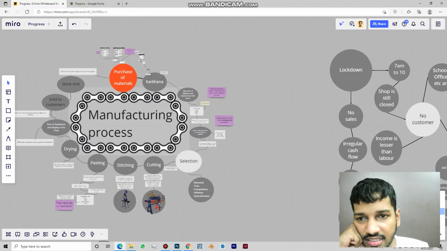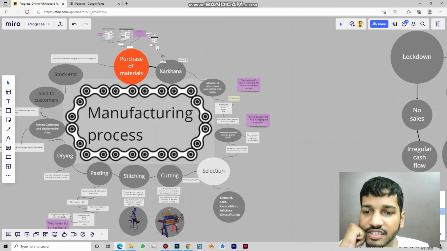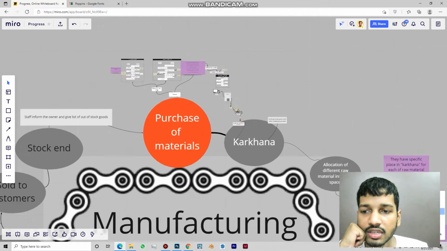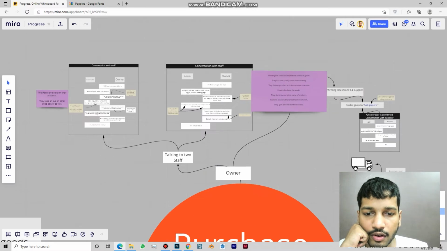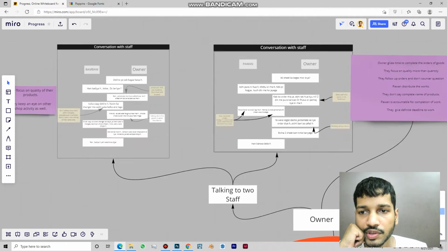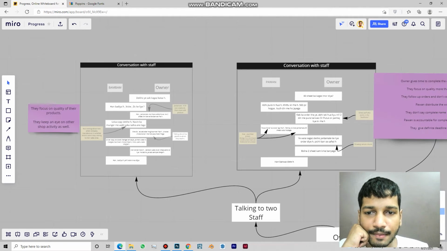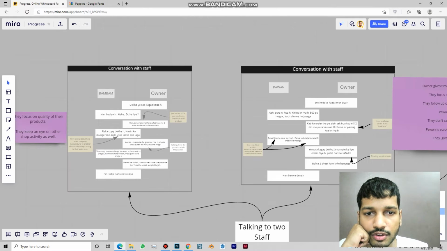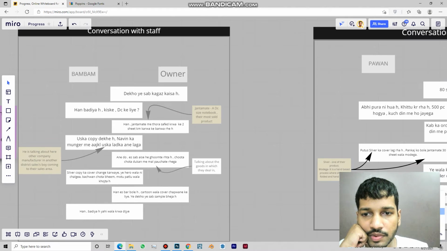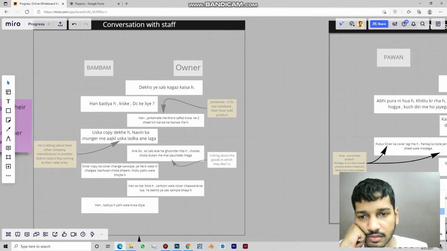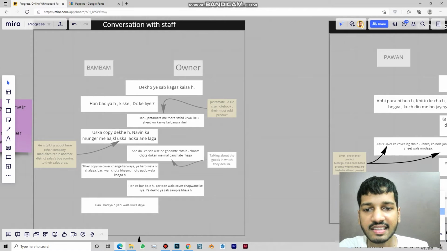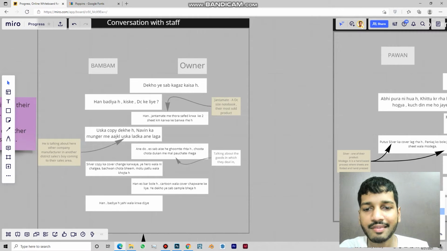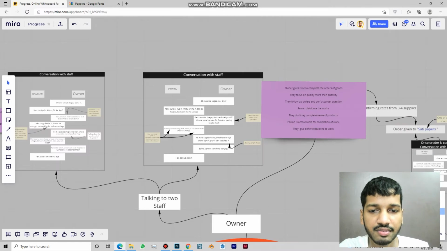This is a very detailed mapping of the manufacturing process. I tried to cover almost everything, like the purchase of material. What happens is the owner talks to 2 of the staff. These are the 2 conversations that I recorded, where she talks to 2 people, Pavan and Bambam. The owner said, देखो ये कागज कैसा है, हाँ बढ़िया है, किसके किसी के लिए जनता में थोड़ा सफेद करवा. So they were having their conversation with the staff and the owner.